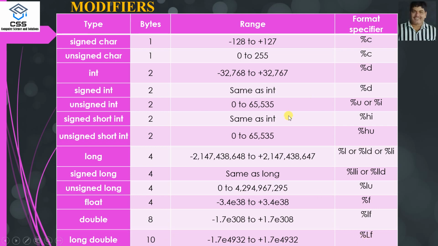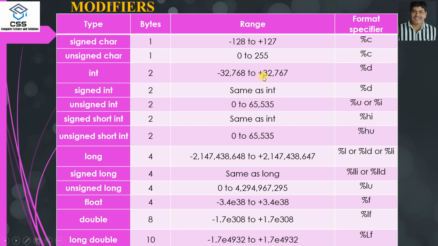Like this, there is some range. Signed character has the range between -128 to +127. Unsigned character has the range between 0 to 255. General integer has the range between -32768 to +32767. Signed integer and integer's range is the same. Unsigned integer's range is 0 to 65,535, and there is a rule.